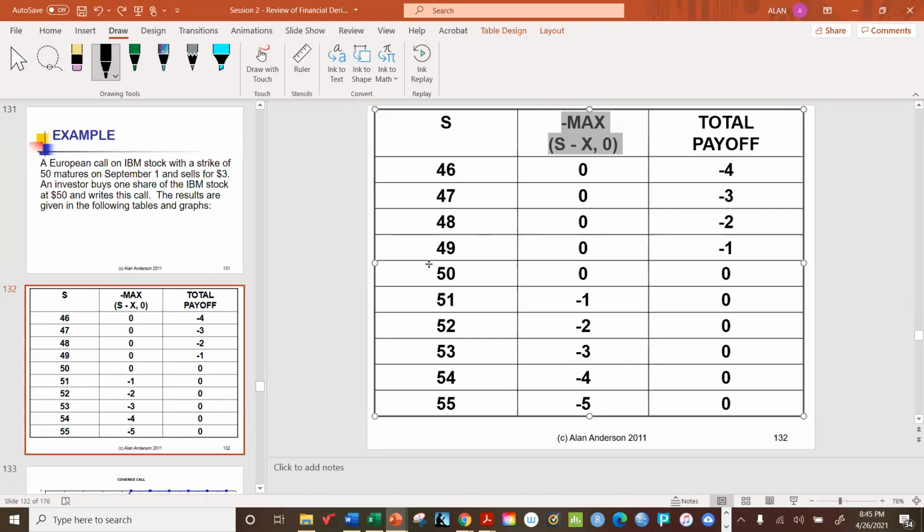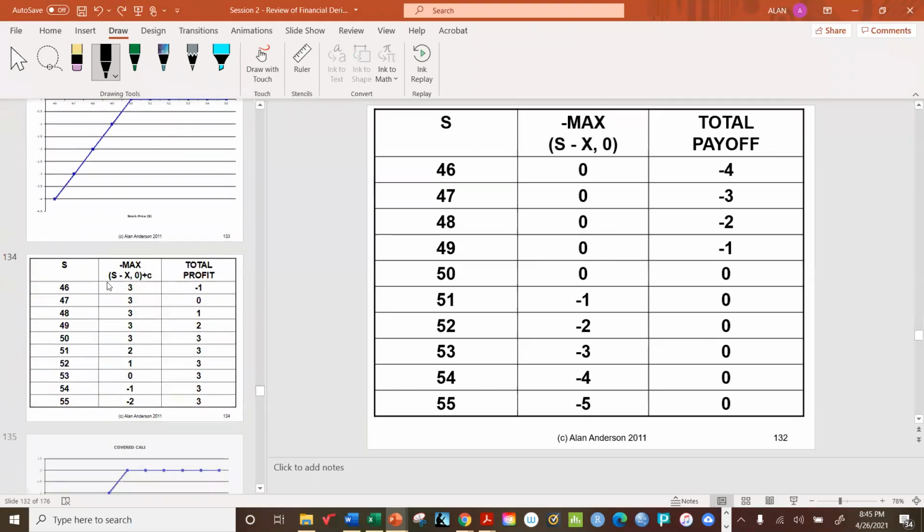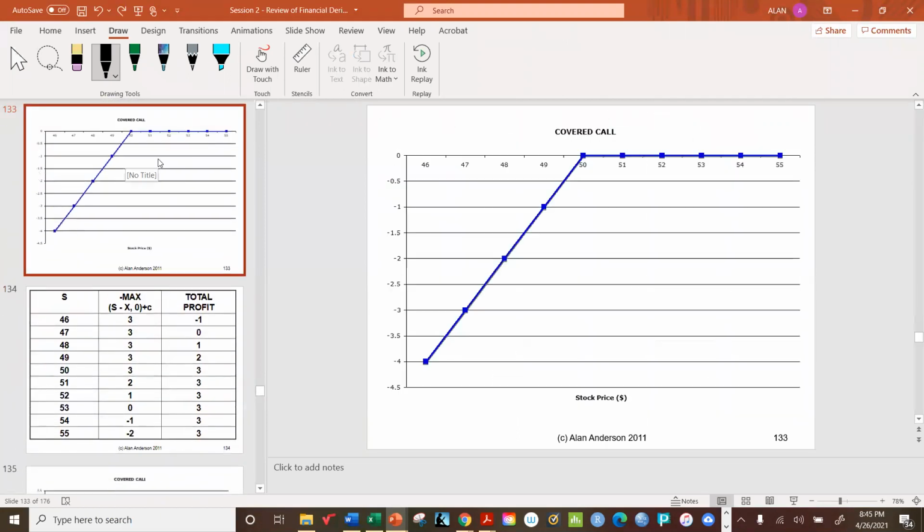Now, keep in mind that we're assuming that the stock price was originally $50. So therefore, here I've lost $4 in my stock and I've made no money from my options. So I've got a payoff of negative $4. And then they all work the same way. And so this is the payoff profile.